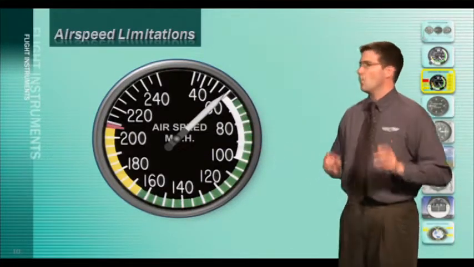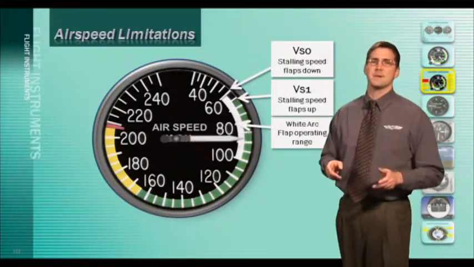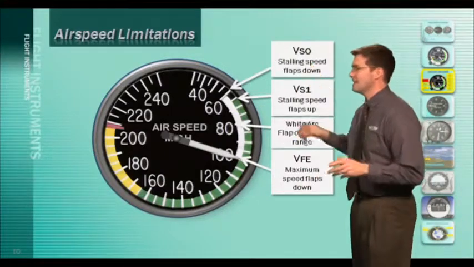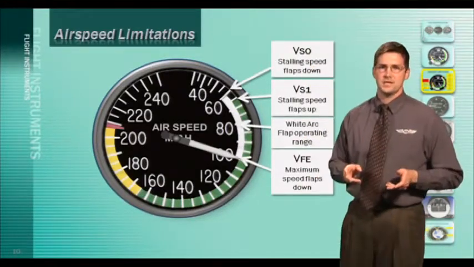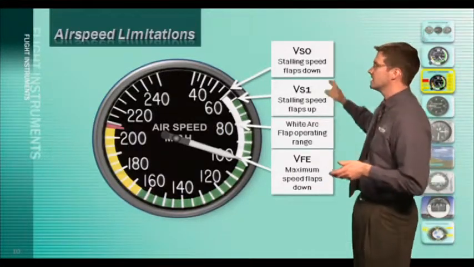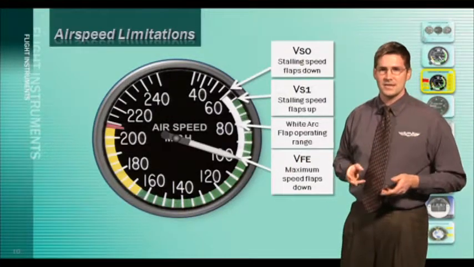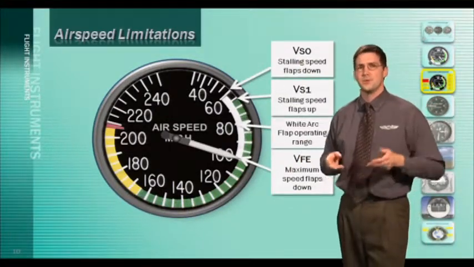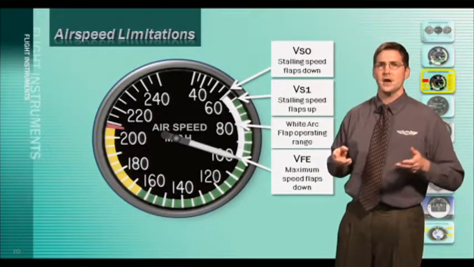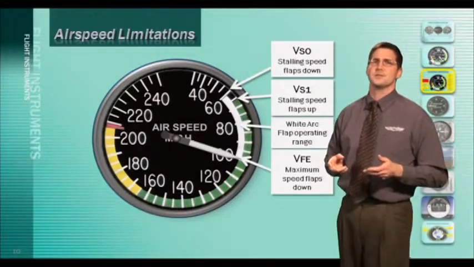here. The white arc represents the flap operating range in your aircraft. At the bottom of the white arc is the airspeed limitation called VSO. Now, the V stands for velocity or speed, and in this case the S stands for stalling. Now, the O stands for operation in a certain configuration, and in this case that configuration is the lowest allowable airspeed with the flaps and the landing gear down, or the landing configuration. Operation below this airspeed in the landing configuration will allow the airplane to stall.